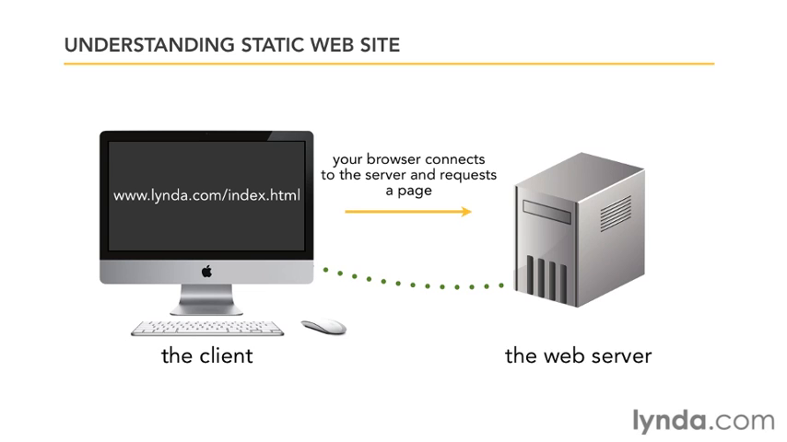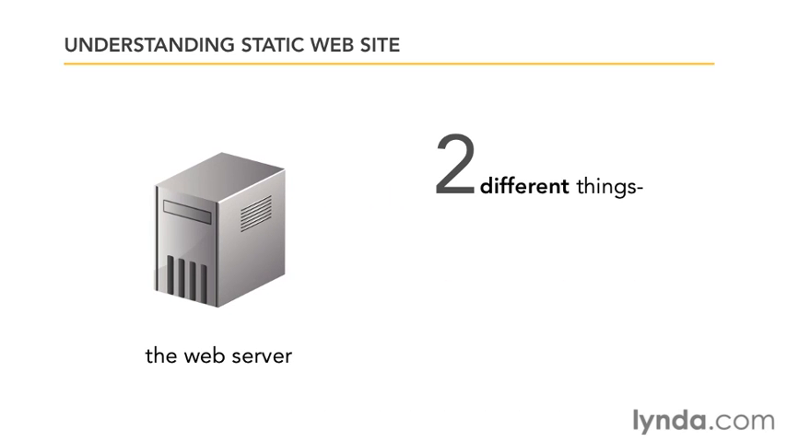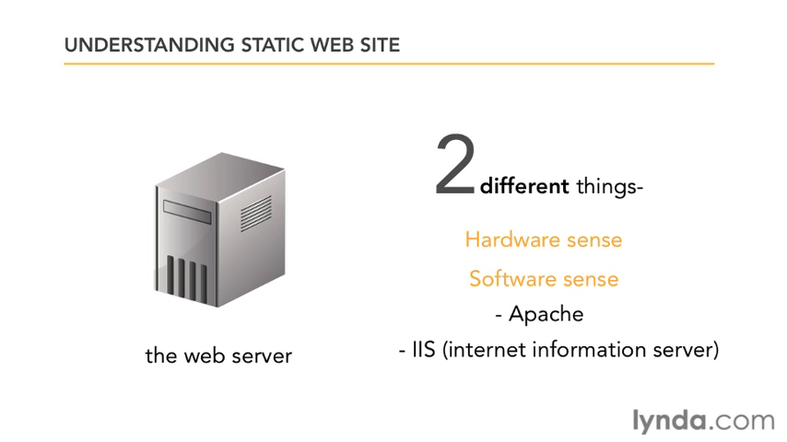server. Server is a tricky word that means two different things. One is a hardware sense of the word. A server is a very powerful computer that is shared in some way. Server can also be used in the software sense. This is software designed to serve up web pages. Apache and Internet Information Server are examples of server software that's compatible with Joomla.